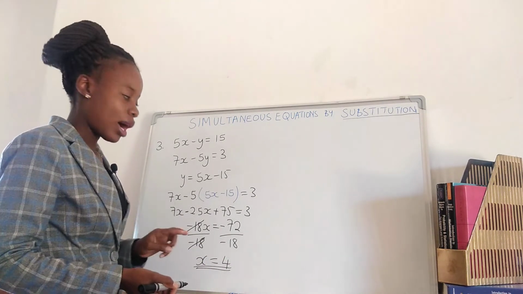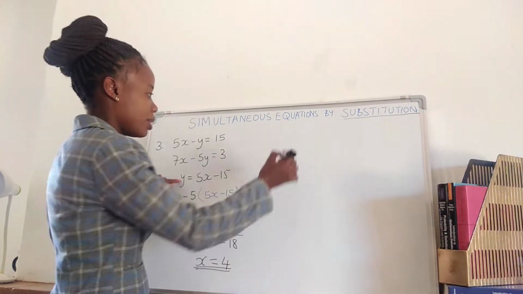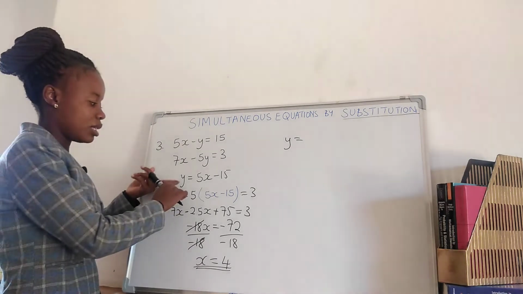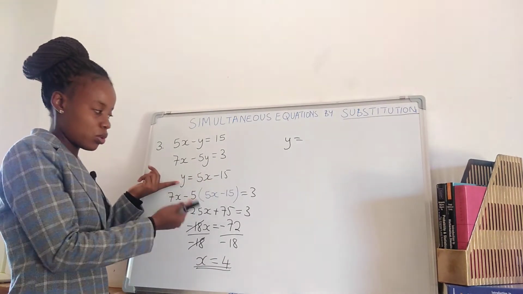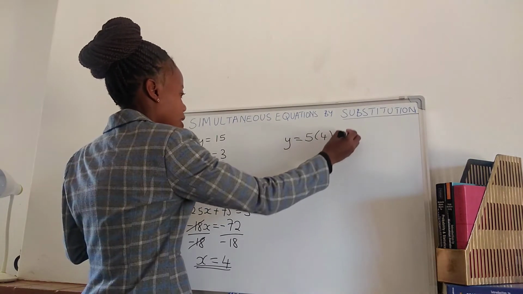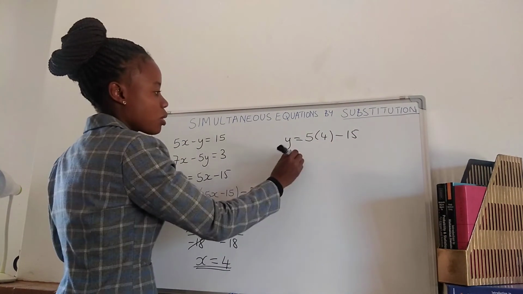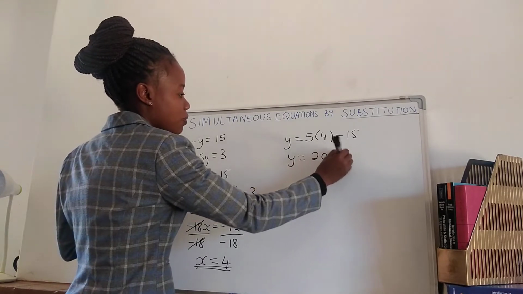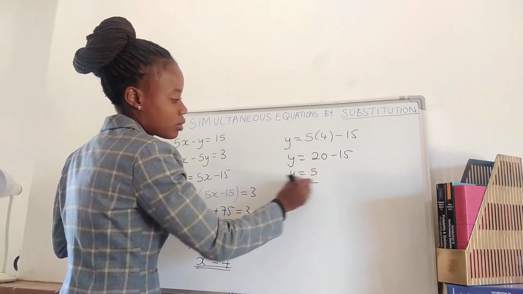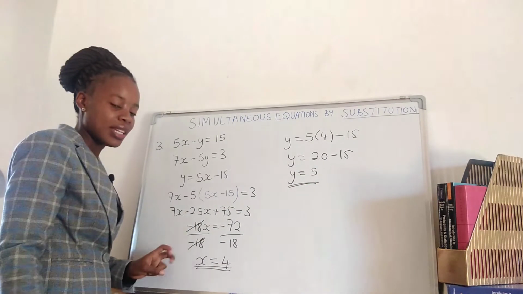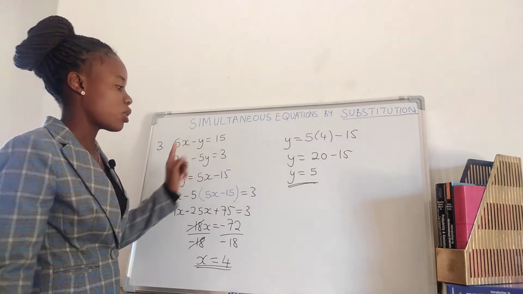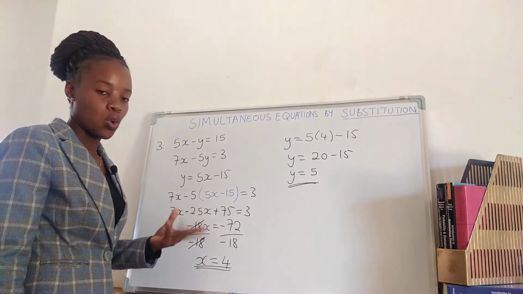Now let's look for our y. You can just use any of the 3 equations to find your y, but this one is easier to use because y is already alone. y equals 5 times 4 minus 15. So we're going to have 20 minus 15, which is 5. We have y equals 5 and x equals 4, right? You can substitute them in equation 1 or equation 2 to check if your x and your y are correct.